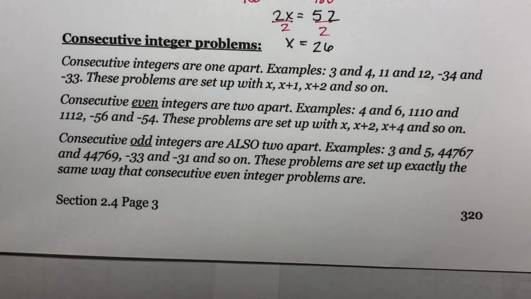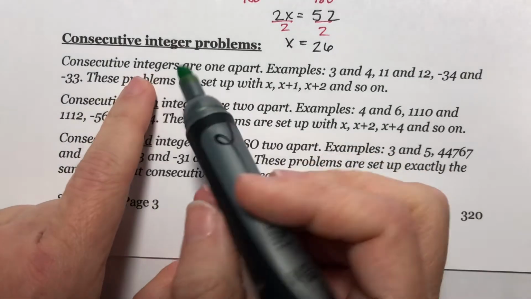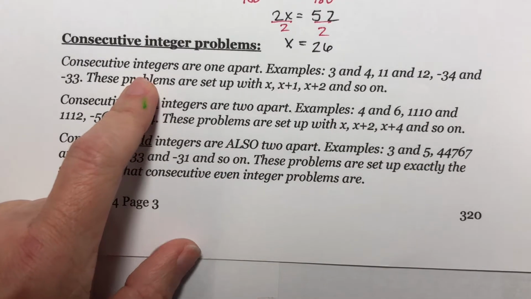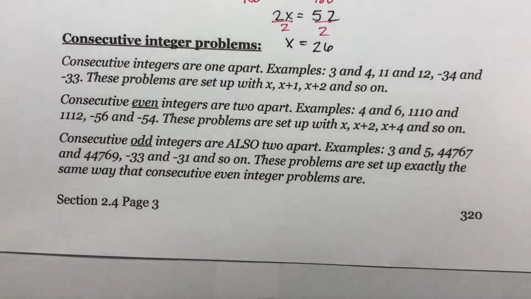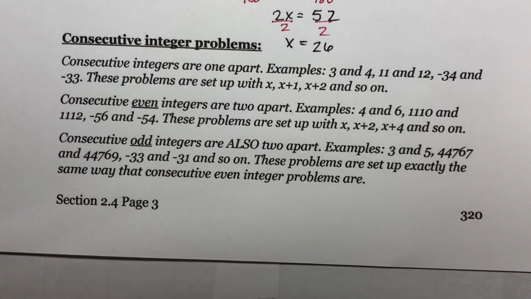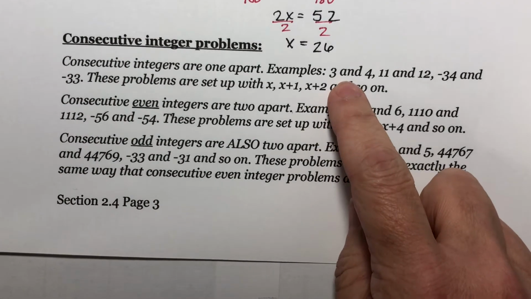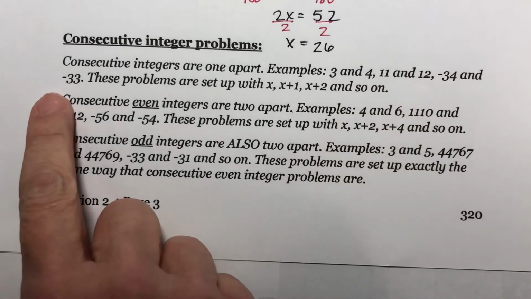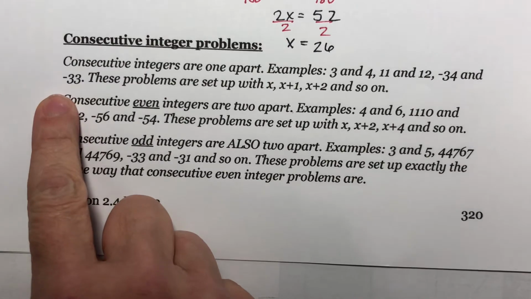First of all, what are consecutive integers? Integers are numbers that are positive and negative, but not fractions, not decimals. And consecutive means they are 1 apart. So 3 and 4 are consecutive integers. 11 and 12 are consecutive integers. Negative 34 and negative 33 are consecutive integers.